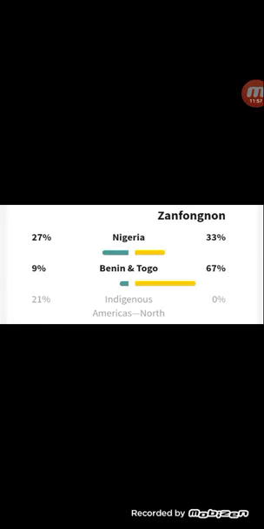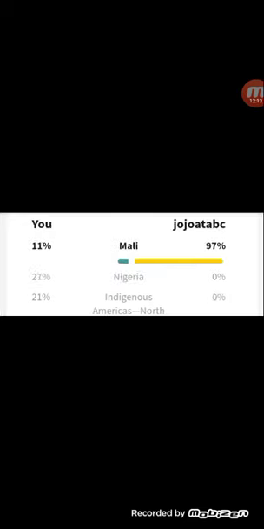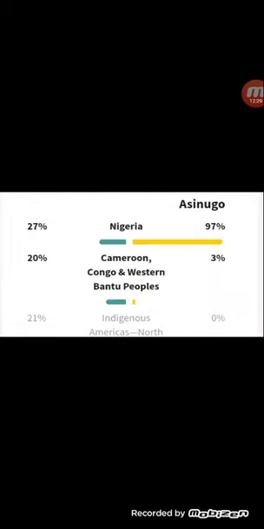This one right here is 33% Nigerian, 67% Benin and Togo, and this one's origin is actually Benin. I don't know the tribe within Benin, but they're from Benin. This one right here is 97% Mali, and they told me they're part of the Fula. But what I've noticed is a lot of the Fulas are mixed with Senegal and Mali, and this one has mostly all Mali DNA. And this one is 97% Nigerian, 3% Cameroon.